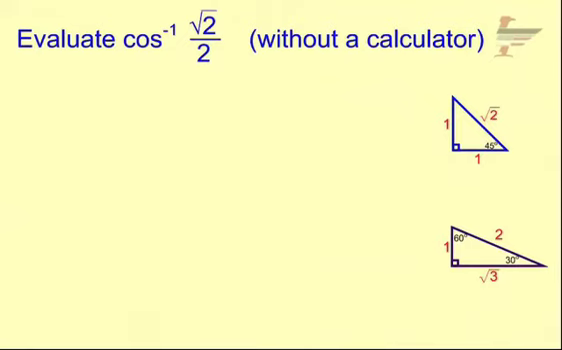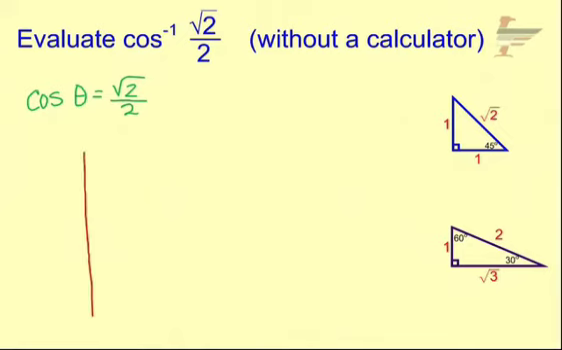Inverse cosine of root 2 over 2. So the first thing I always do is rewrite this: cosine of theta equals root 2 over 2. So now we're looking for some angle where we get the cosine value of root 2 over 2.